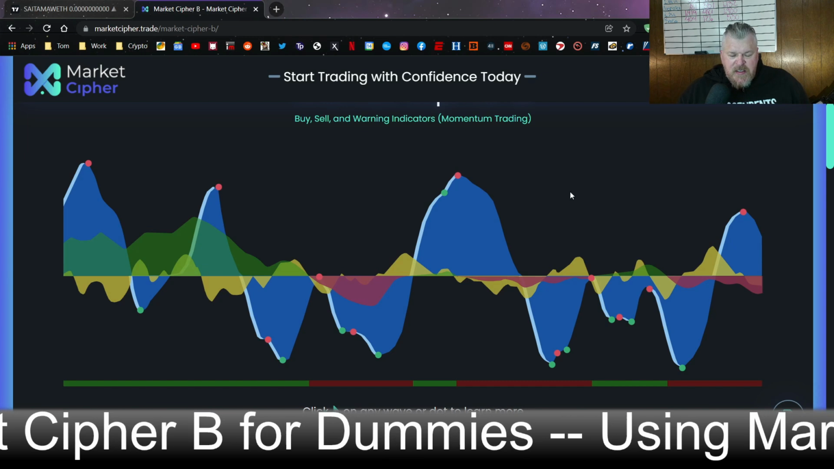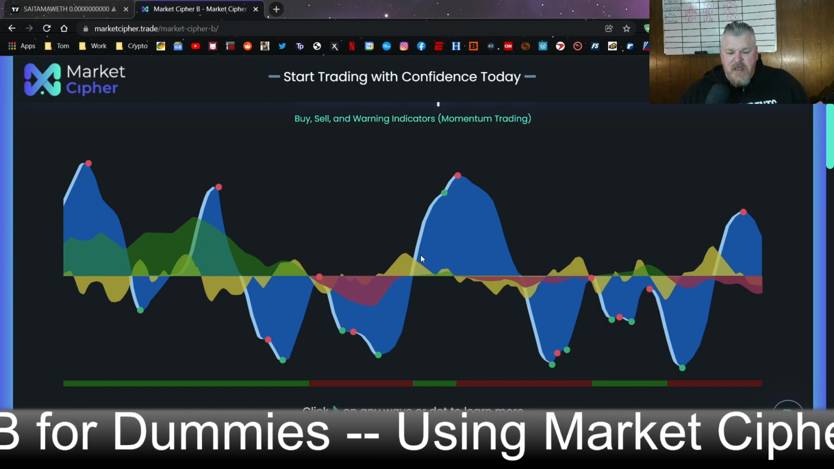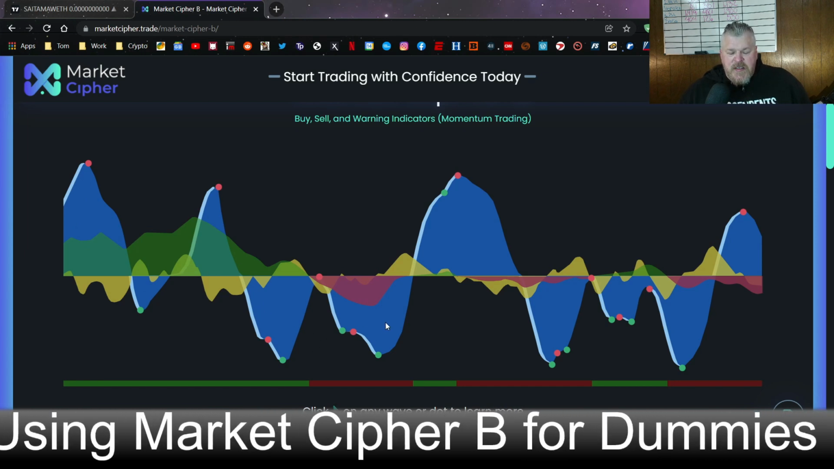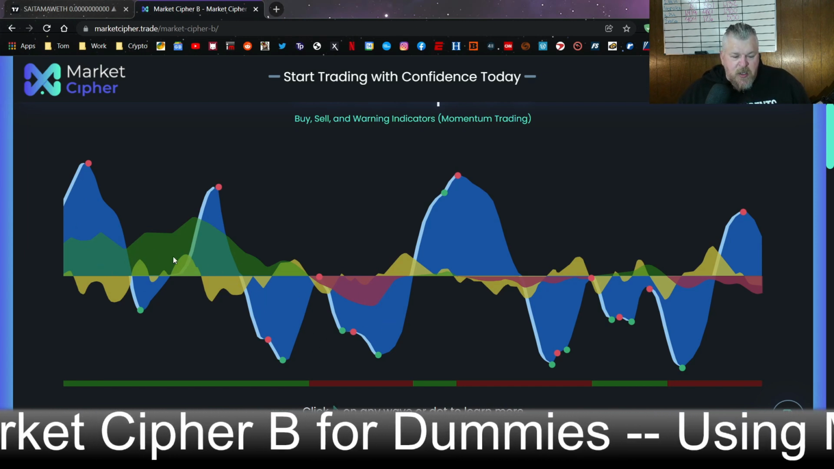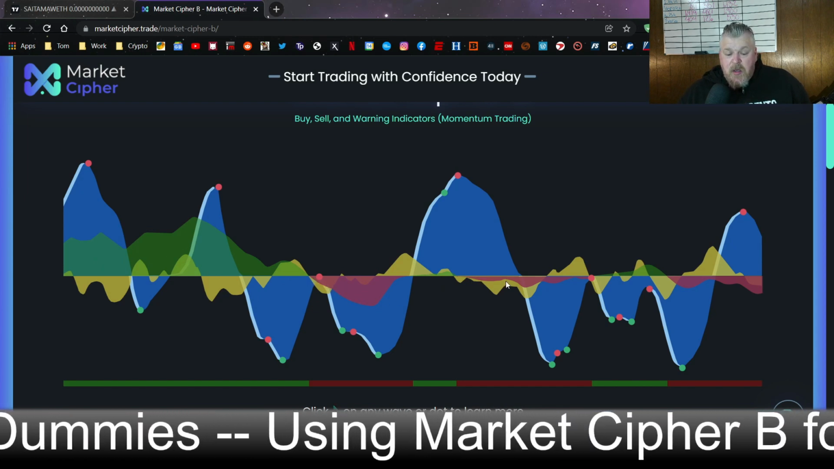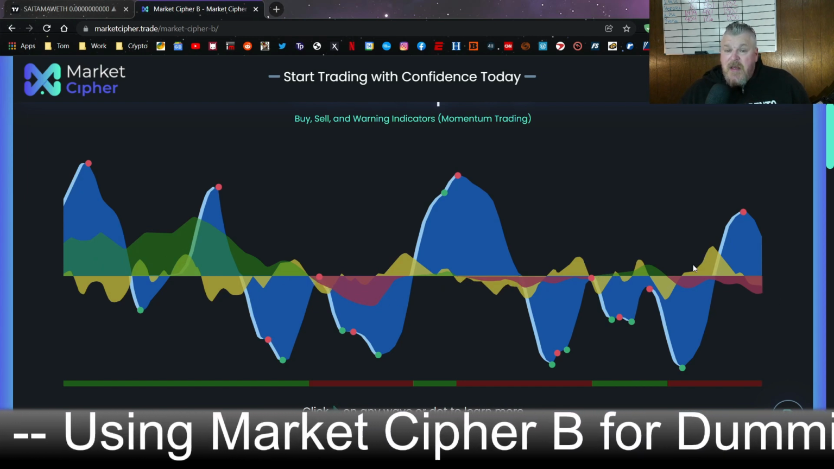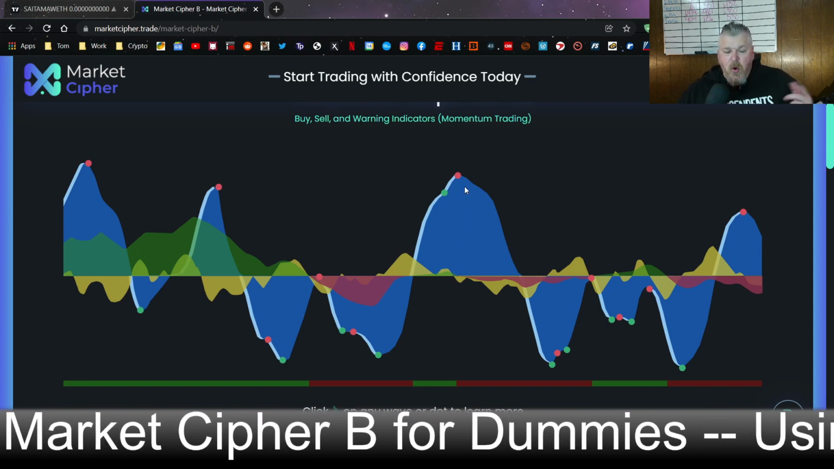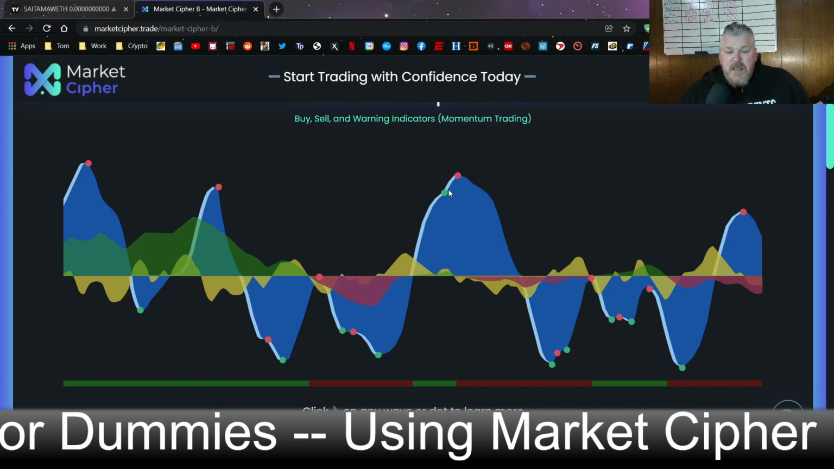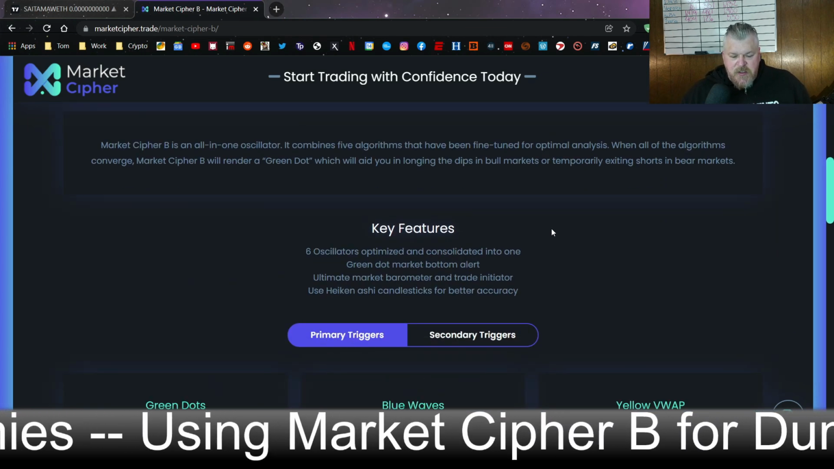So let's look at what this is. Now, this is what a Market Cipher B is going to look like. You're going to see these up valleys in blue. You're going to see this indicator here. This is green, and it turns into red. Then it goes back into green, red, green, and then yellow right here. But the most important part is these dots right here. These are your buy and sell signals.